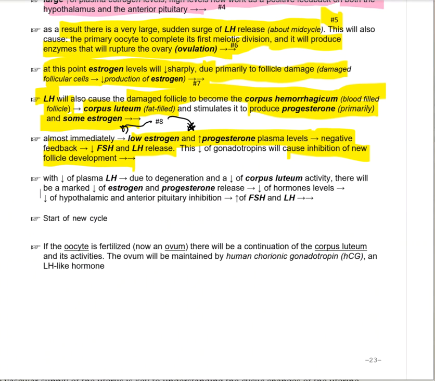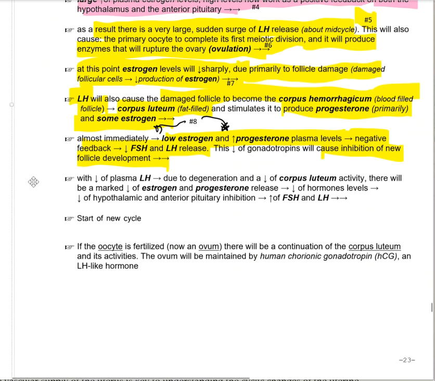So with the low levels of plasma luteinizing hormone, and the corpus luteum activity goes down, then we'll lower our estrogen and progesterone releases. Okay? So what we want to say here is, let's put over to the side here, if no fertilization, what will happen is our corpus luteum activity will drop, our estrogen and progesterone release will drop, so all hormone levels will drop, and that will allow the hypothalamus and the anterior pituitary to start producing FSH and LH, and we'll start the new cycle over, right? We'll just go back to number 1 again.